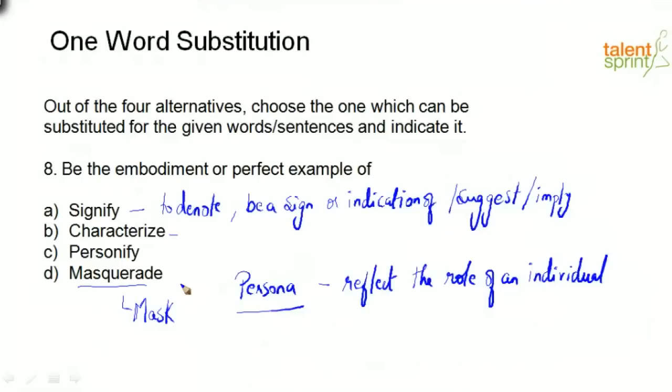Right? So here the phrase is not talking about you putting on a deceptive appearance or disguising or displaying a false outward show. The phrase is very categorically talking about you just reflecting the role of an individual, acting, behaving, thinking like them, representing them. Our answer option is C. Embodiment, perfect example of. These are our clue words from the question.